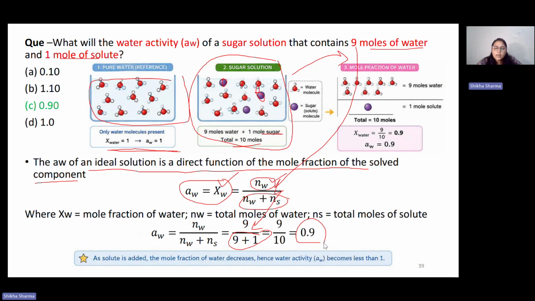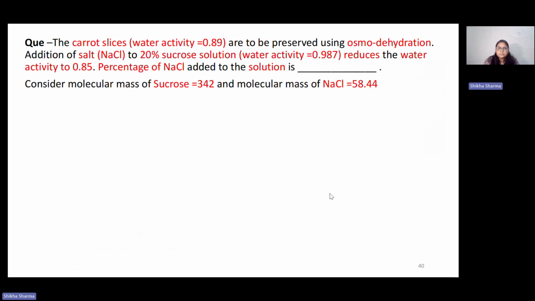As we are adding the sugars or the solute, the mole fraction of the water is decreasing. Hence, water activity will also decrease and it will become less than 1. And if it's pure water, the water activity will be 1. So here, C is the correct answer. I hope this question is clear to everyone.